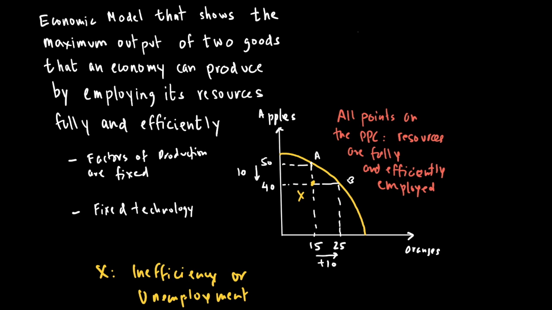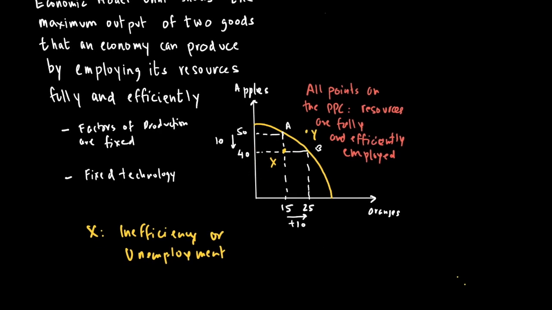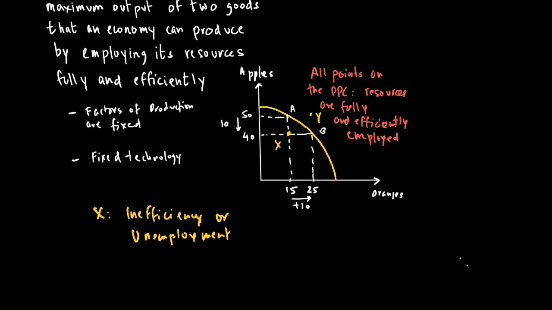The last concept that we want to talk about on the PPC is basically, what about all the points which are not on the curve? Let's say all the points which are here, like for example, let's take a point, let's call it Y, which is beyond the curve. Any point which is beyond the curve means what? Well, it means that you, even by utilizing your resources fully and efficiently, were unable to attain this point.